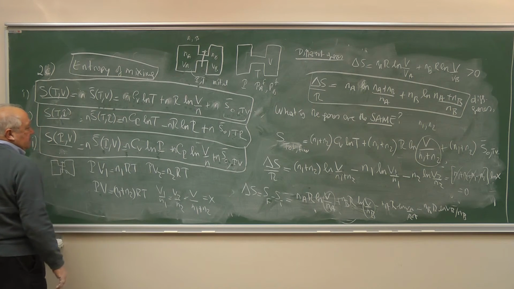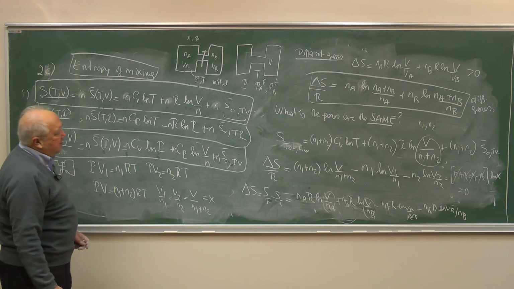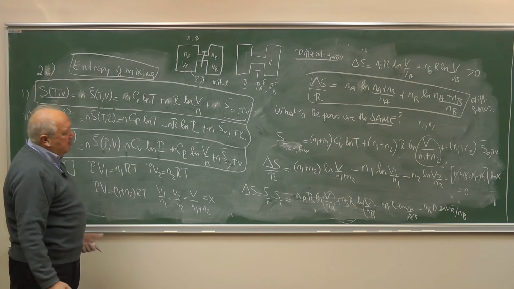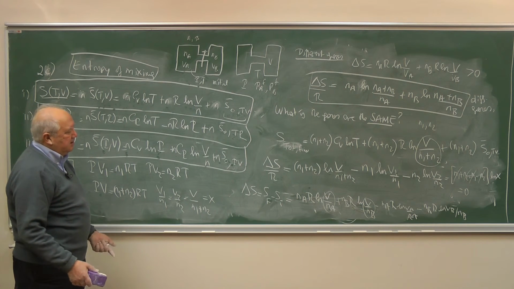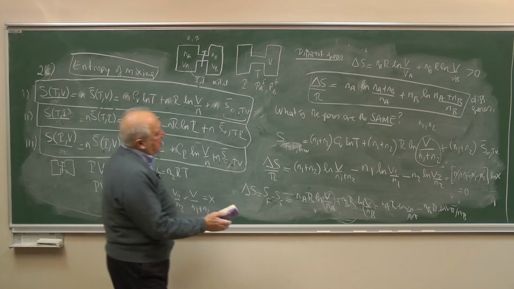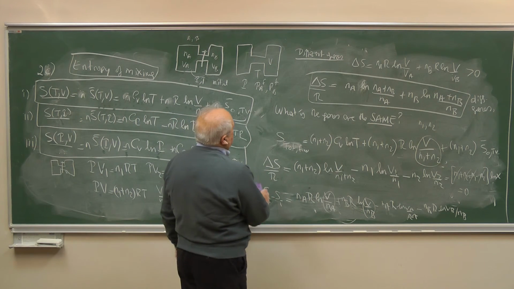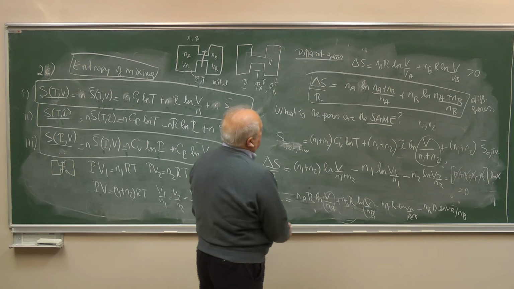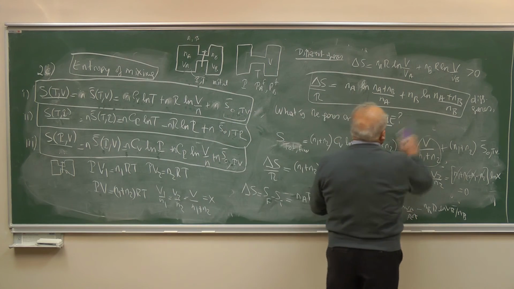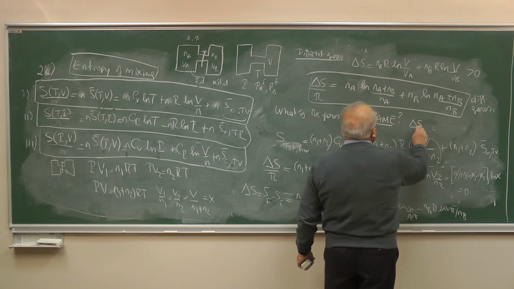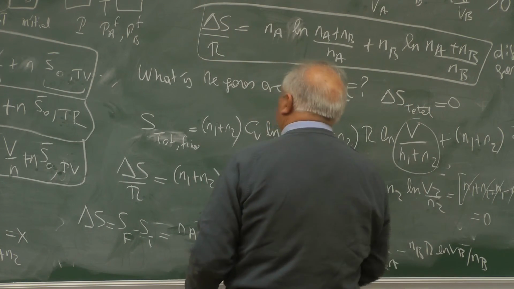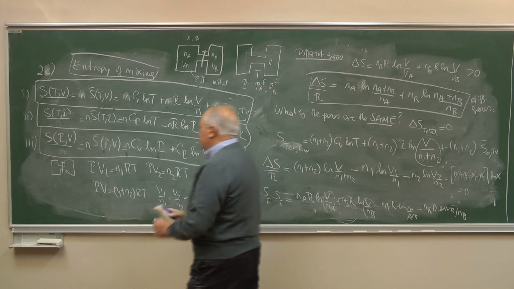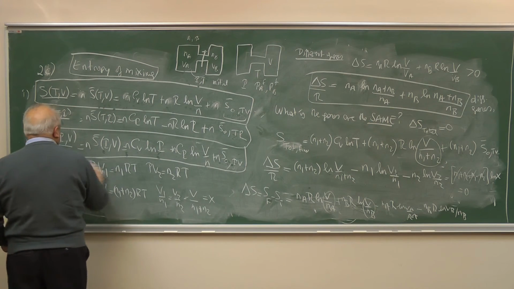So entropy increases if the gases are different gases, they mix, but if it's the same gas, entropy does not increase. In fact, this is a satisfying result. What if the gases are the same? Let's write the result here. Delta S total is equal to 0. If it's the same gas, entropy does not change, remains the same.